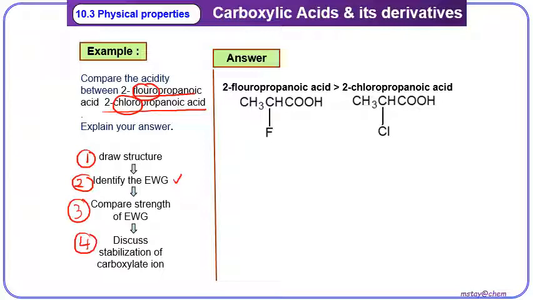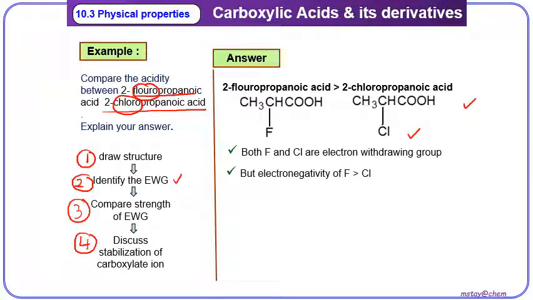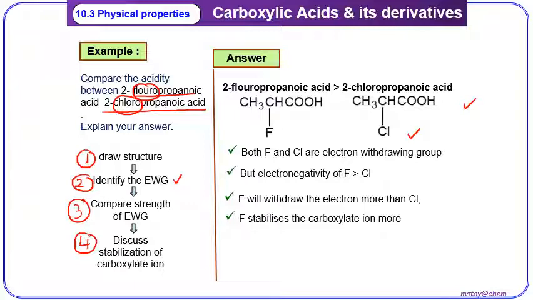At the right hand side here we already drew the structure, and we have also identified the EWG. Fluorine and chlorine have different positions in the periodic table. Just now we mentioned that the higher the position, the higher the electronegativity. Fluorine withdraws the electron more compared to chlorine, and it will stabilize the carboxylate ion more, and therefore 2-fluoropropanoic acid is more acidic.